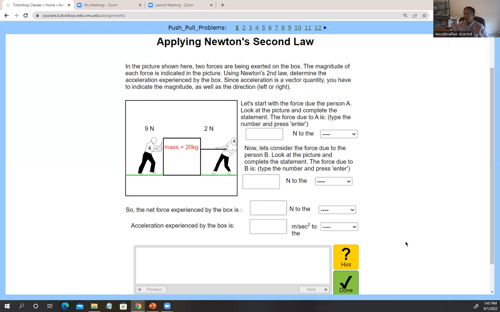So in this case, first we proceed by showing them the problem. As you can read from the picture, it says in the picture shown here, there are two forces being exerted on the box. The magnitude of each force is shown. So the student is expected to calculate the acceleration. And in this process, we guide the student through from the start to the finish.